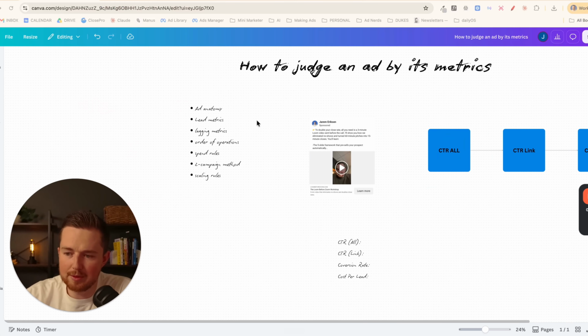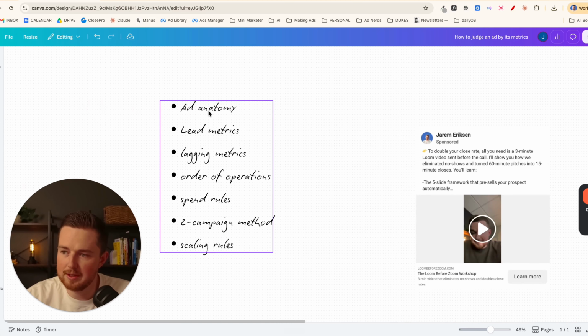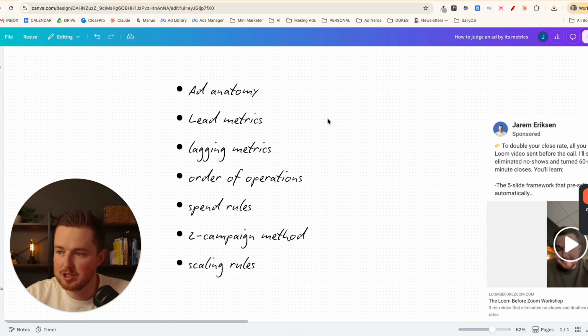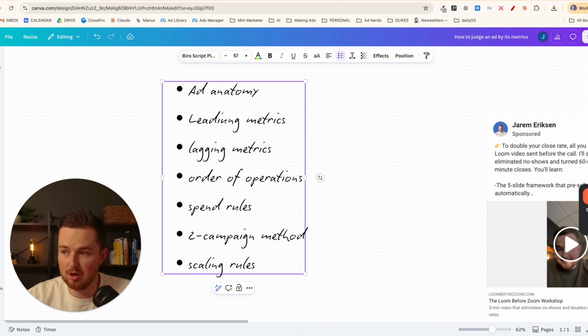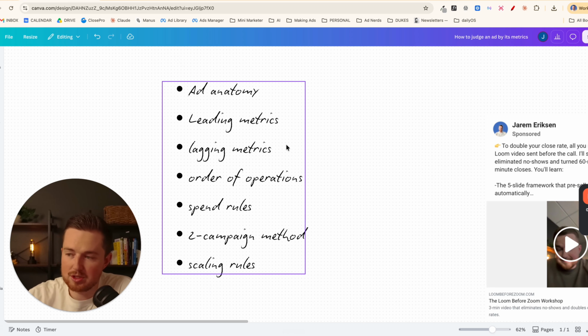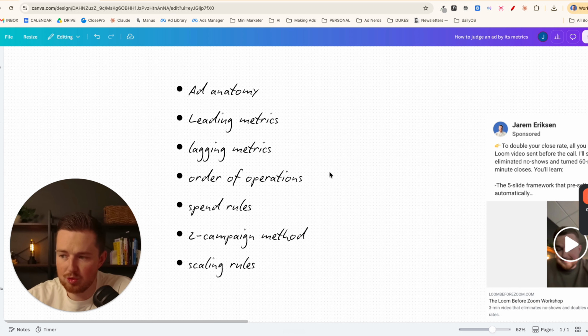I'm going to dive into a number of things. First, I'm going to go through ad anatomy, which is specifically how we psychologically view an ad and what metrics correlate to what part of an ad. So I'll go through the leading metrics, lagging metrics, order of operations, my spend rules, the two campaign method I learned from Hernan Vasquez, hopefully I pronounced that right, and then my scaling rules.